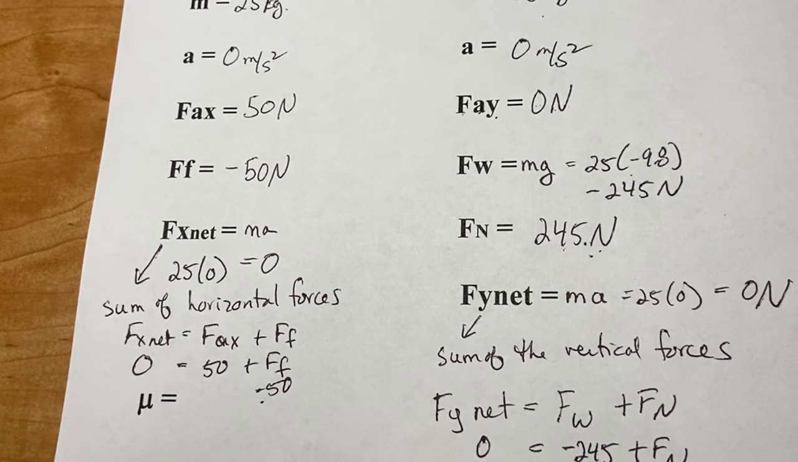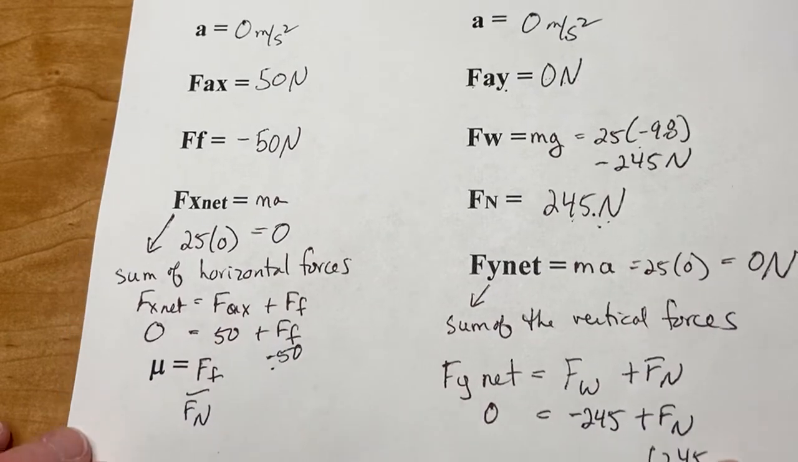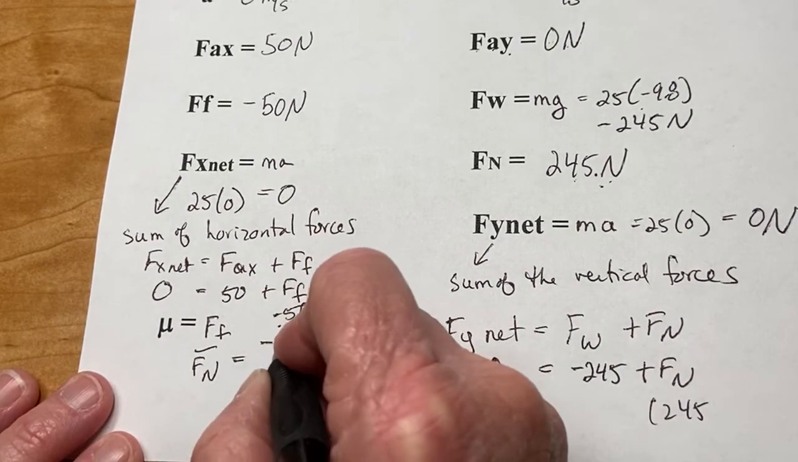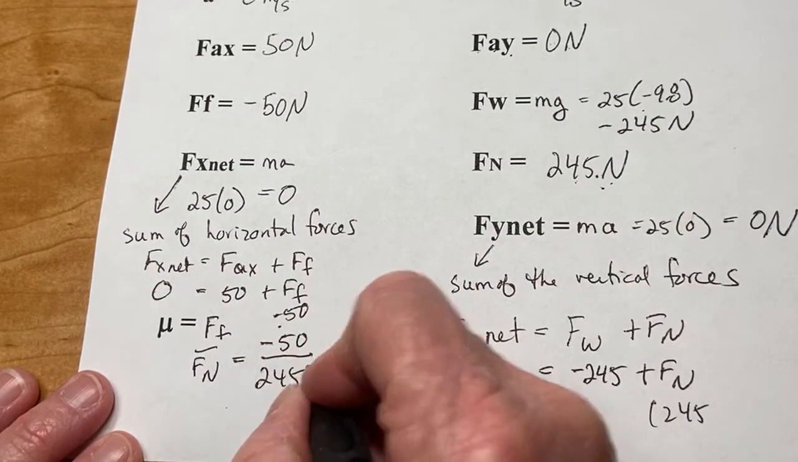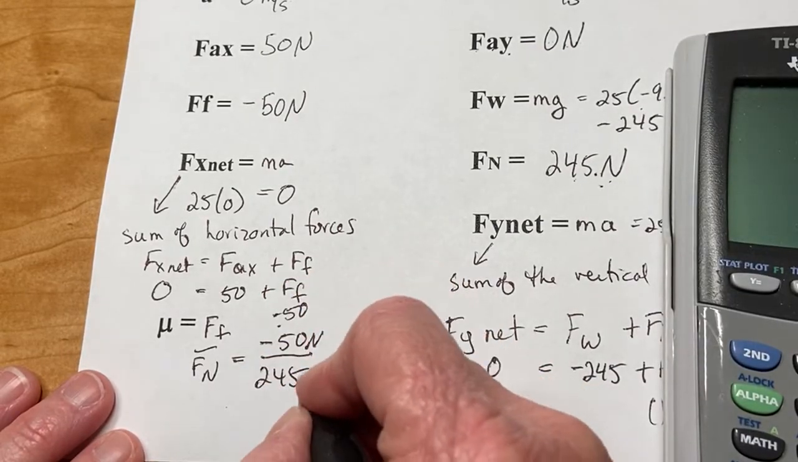All right, so now we have to figure out mu. Mu is the friction force over the normal force. So, sorry it's a little squishy here. You're just going to divide negative 50 from friction over the normal of 245. And we're generally going to go to 2 units, or 2 decimals. And remember, this is newtons over newtons.